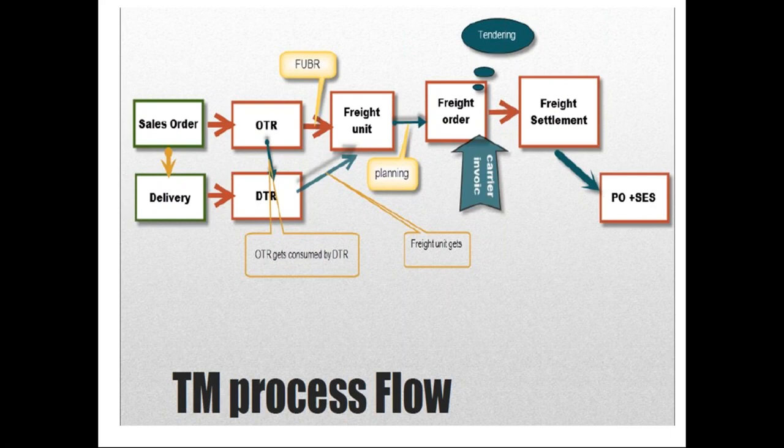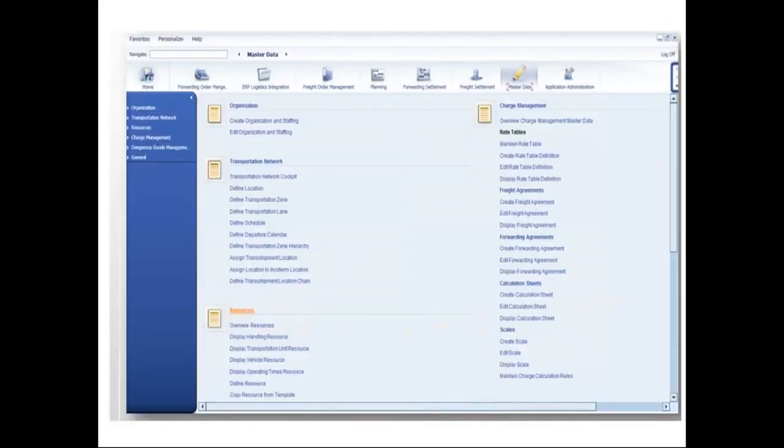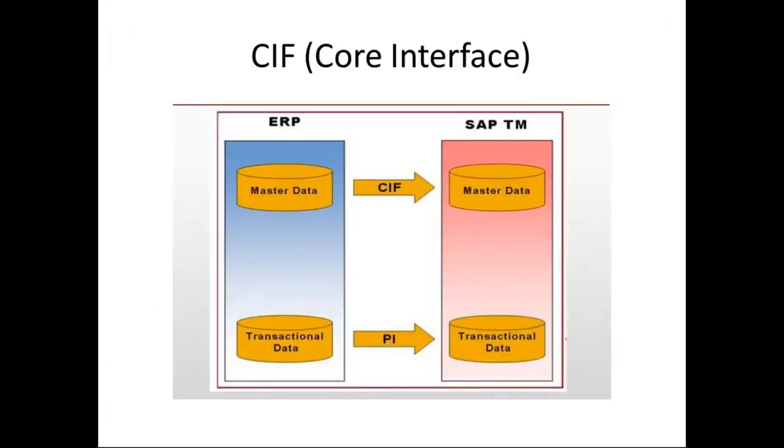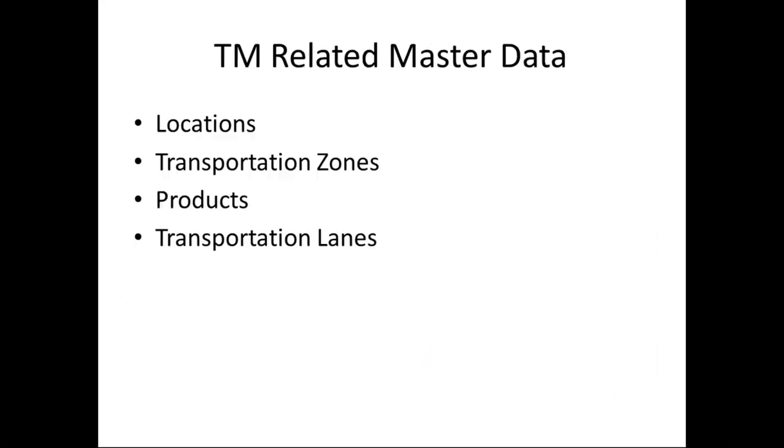So what is the master data required to run or execute this flow? Yesterday I told you, right, there is master data specific to TM and master data which is transferred from R3. The basic mechanism for the master data transfer is CIF, the core interface. CFM1 and CFM2 are the transactions. CFM1 is to generate the integration model. CFM2 is to activate the integration model. The TM related master data are locations, transportation zones, products, and transportation lanes.